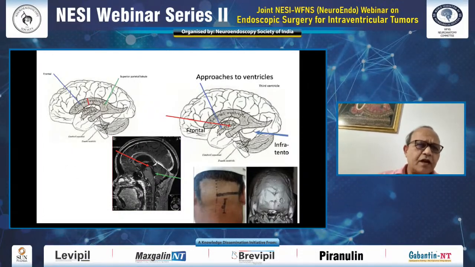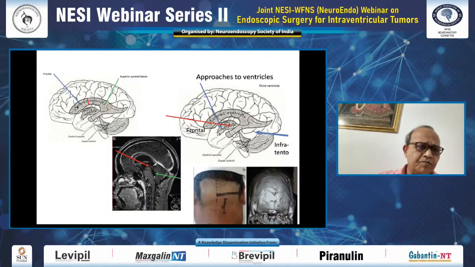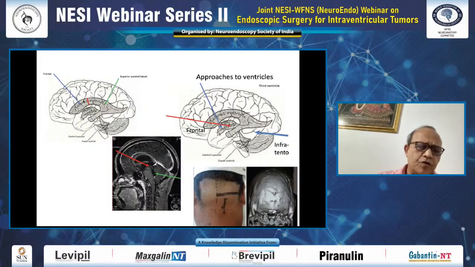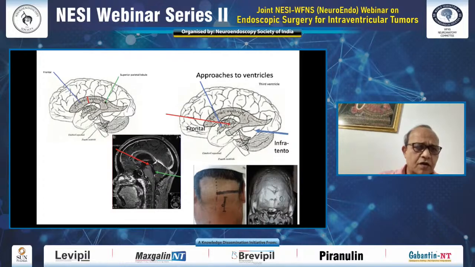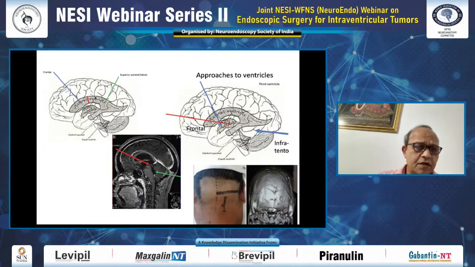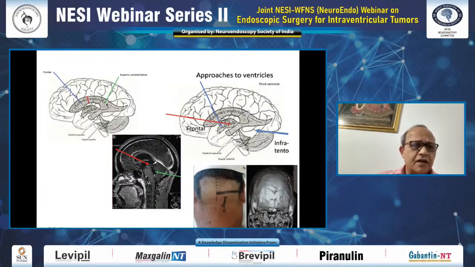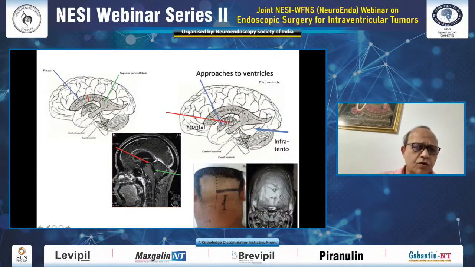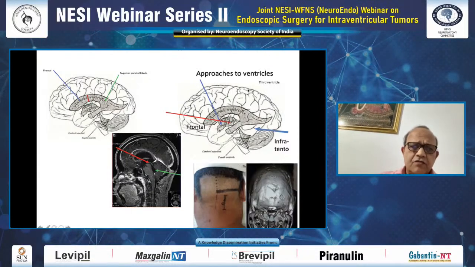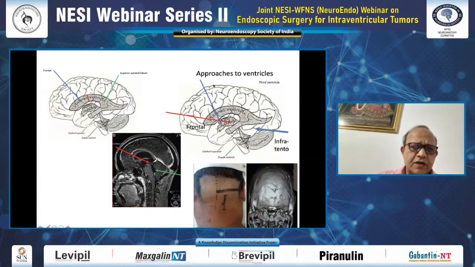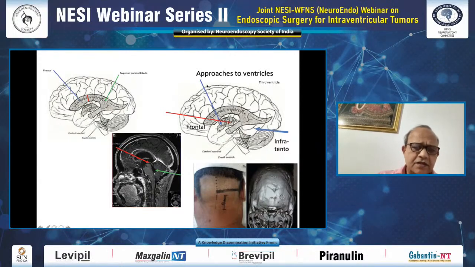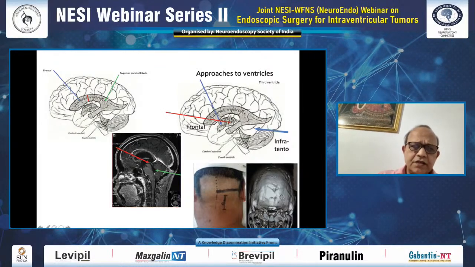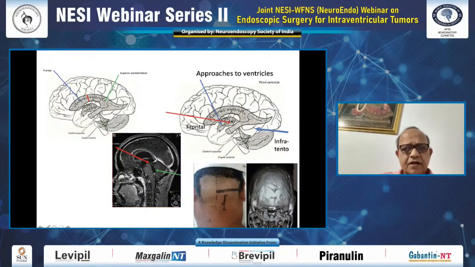So for lateral ventricular tumor, frontal horn and anterior half of the body, we use frontal approach. And for the posterior part of the body of the lateral ventricle, atrium and the occipital horn, it is the superior parietal lobule. For third ventricle, depending upon the location of tumor, it could be frontal, just in front of coronal suture, or more anteriorly if the lesion is much more posteriorly in the third ventricle.